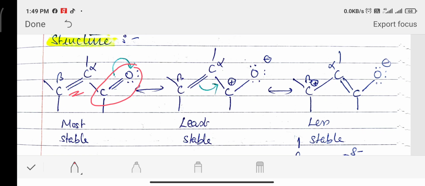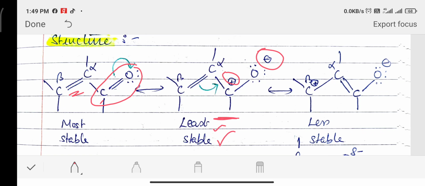So the various resonating structures are: if the electrons move to oxygen and then these electrons move to this, this structure is formed, in which this carbon has a positive charge and oxygen has a negative charge. In this, the positive and negative charges are very close to each other, so this structure is least stable.